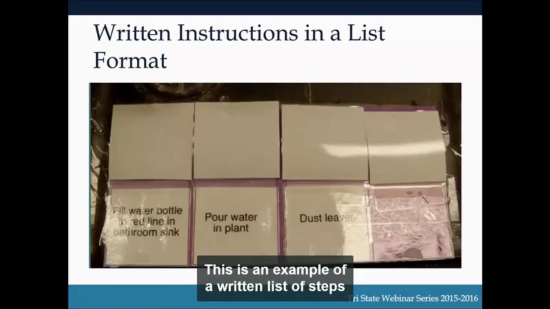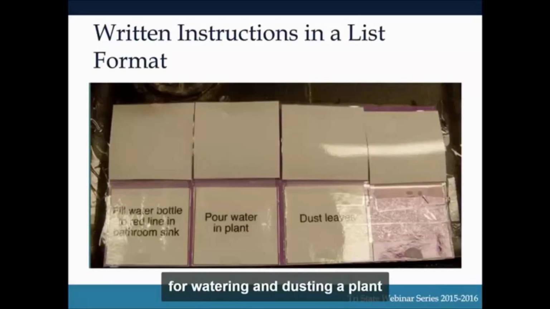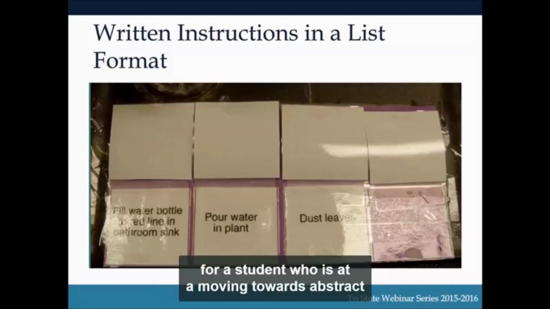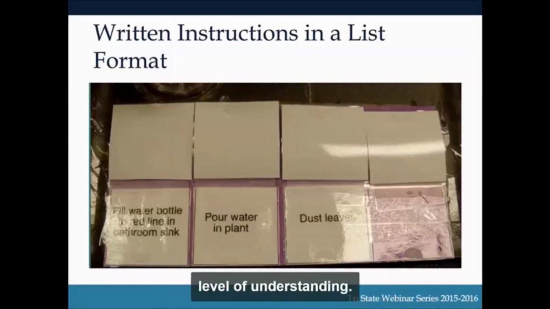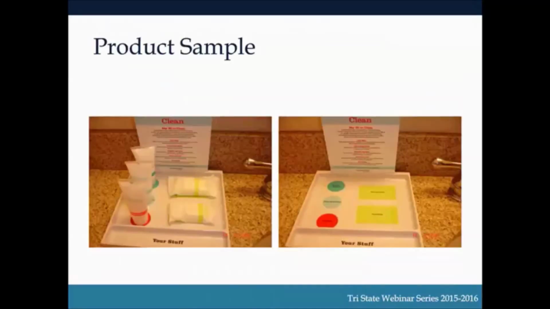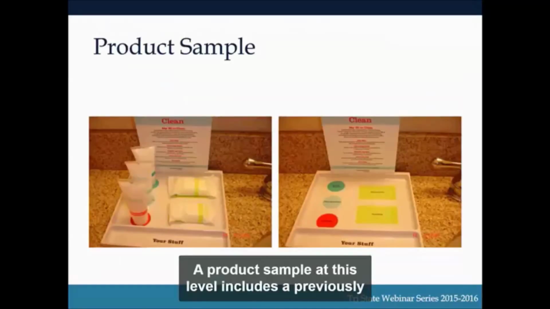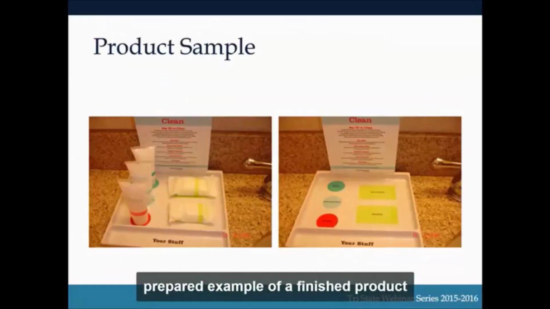This is an example of a written list of steps for watering and dusting a plant for a student who is at a moving towards abstract level of understanding. A product sample at this level includes a previously prepared example of the finished product and then an opportunity to replicate it.